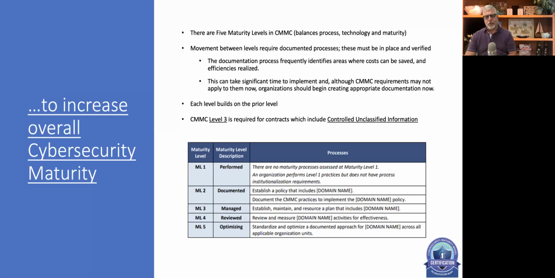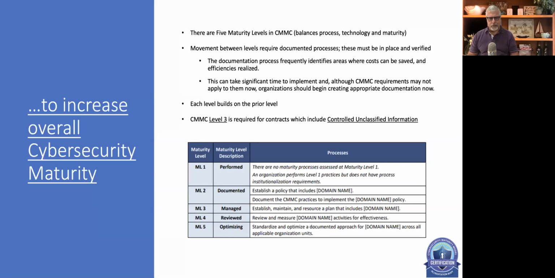Which means that this notion of process maturity won't even affect them hardly at all. Now, would it be a good thing if they documented and managed their processes at level 1? Of course it would be. It would be a great thing if they would do that for just the 17 practices that are in level 1. But the assessor won't assess whether they've done that or not for a level 1 only assessment.